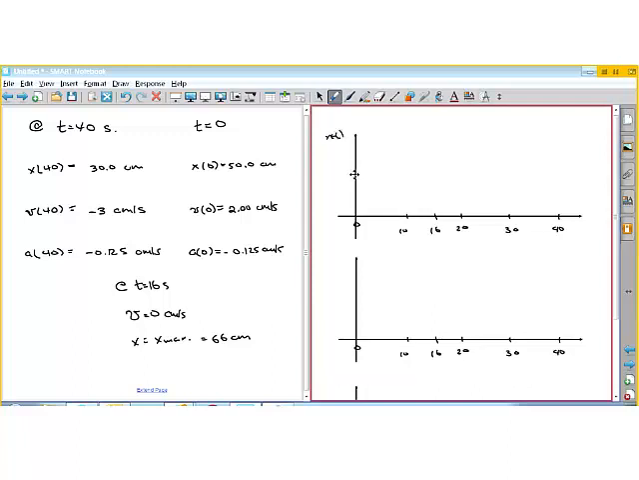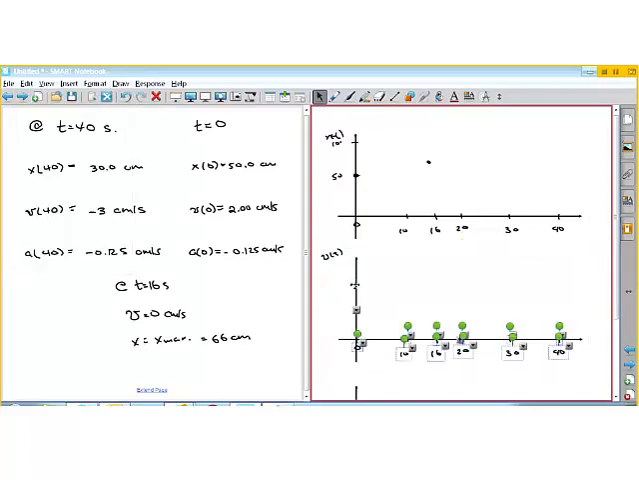Okay, so this is x as a function of time. We're going to say this is 50, this is 100. So at t equals 0, we're here. At 16, we're at 66. And at 40, we're somewhere. Okay. Velocity is a function of time. It starts out at 2 and goes to -3. So I'm going to have to make some modification here.